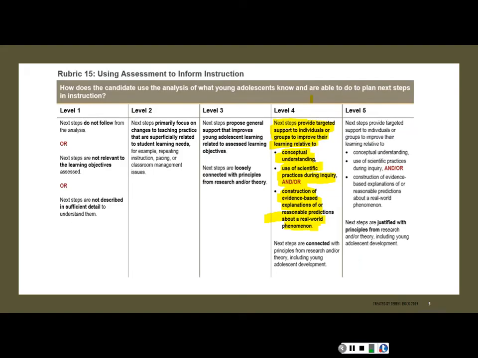There's subject-specific emphasis. Okay, so this is a middle grade science one. And this is rubric 15, and this is what I'm talking about. In order to do well on rubric 15, you have got to talk about where you're going in instruction based on your SSE. They're in everybody's rubric 15. So look at your rubric 15.